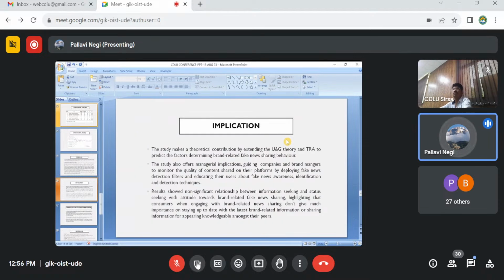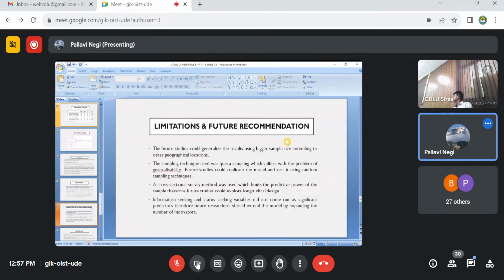So the implications: we had theoretical implications and managerial implications. Theoretical, in terms of extending the uses and gratification and TRA theories, and managerial implications for brand managers to monitor the quality.